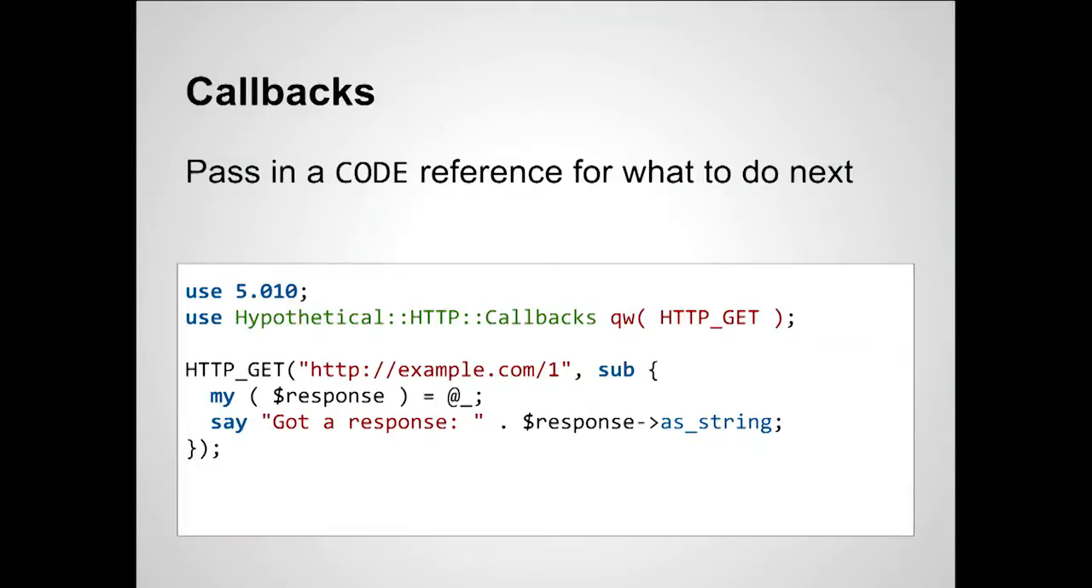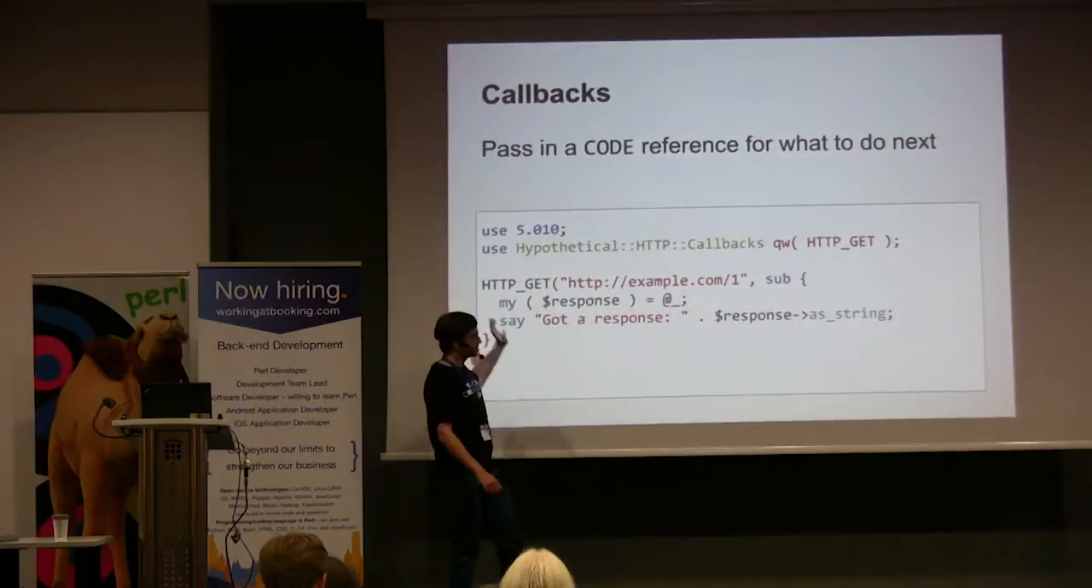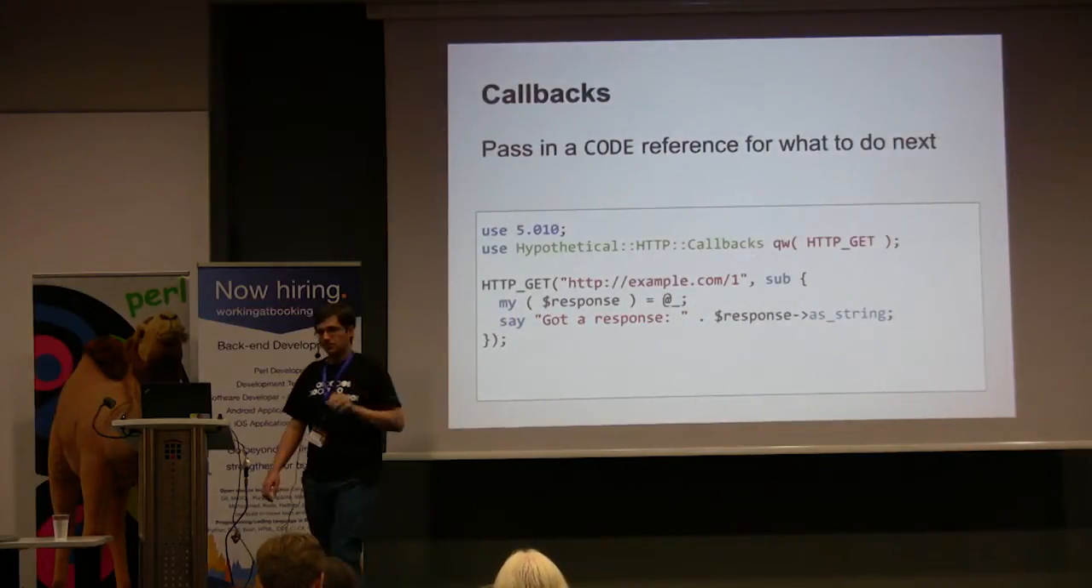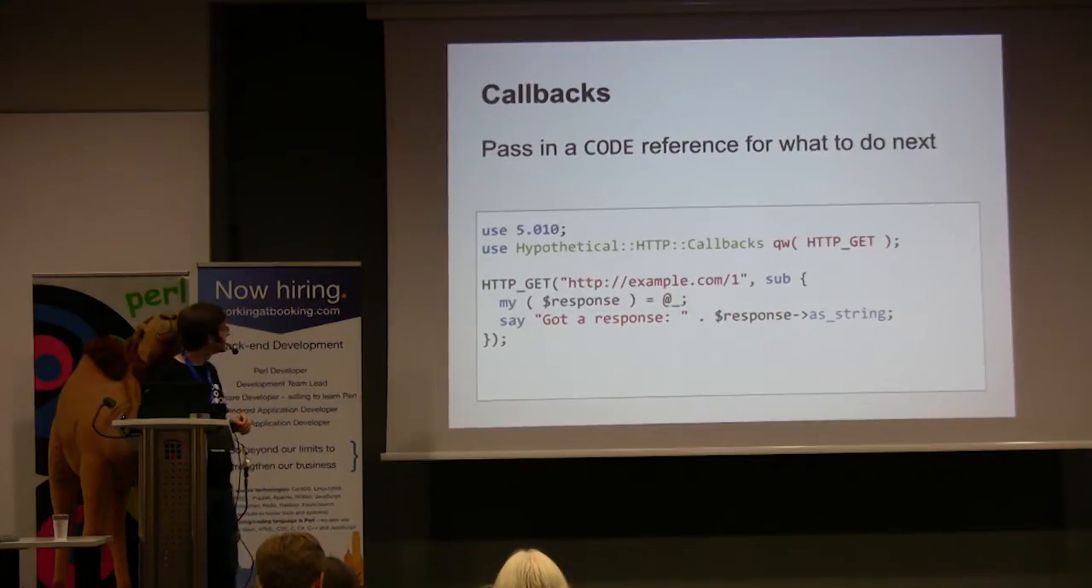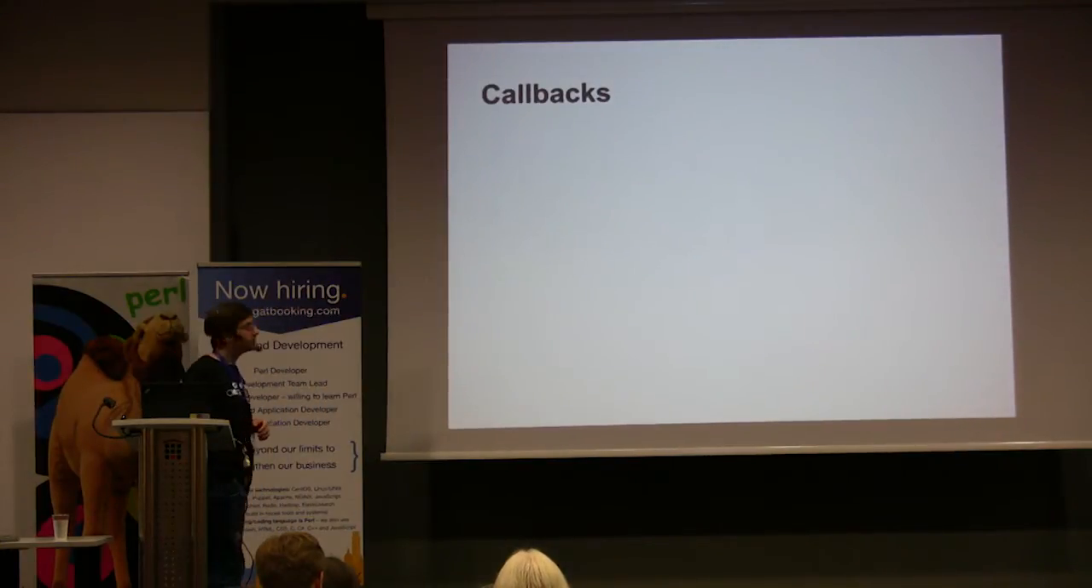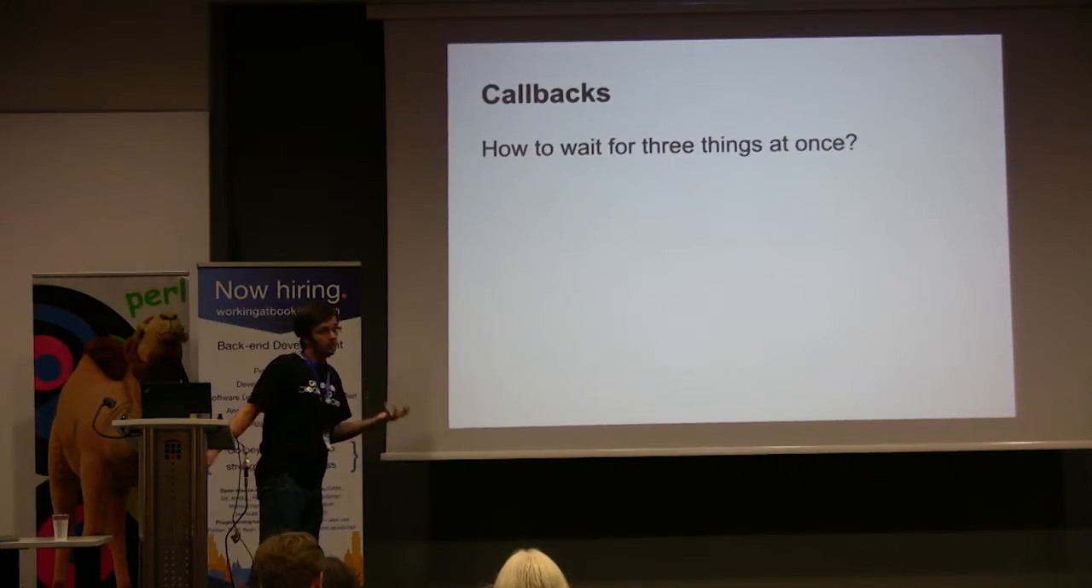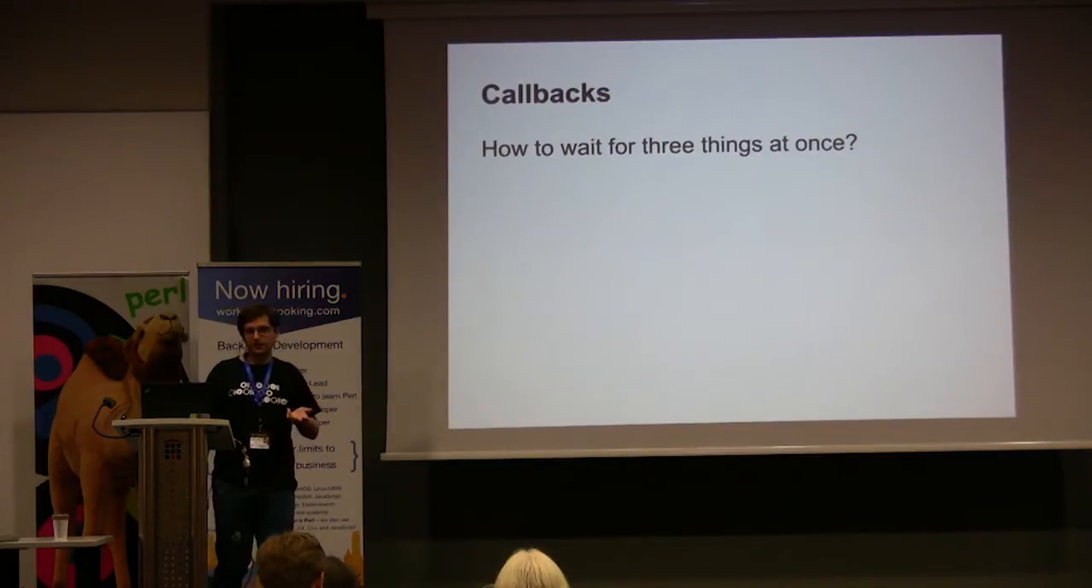At some point later on, when the response has eventually arrived, it's going to invoke this code reference, pass in the response here, and print what has happened. And this is all well and good, and people recognize these things. But they're not so easy when you start to do more exciting things. Like, how would you wait for three things at once?